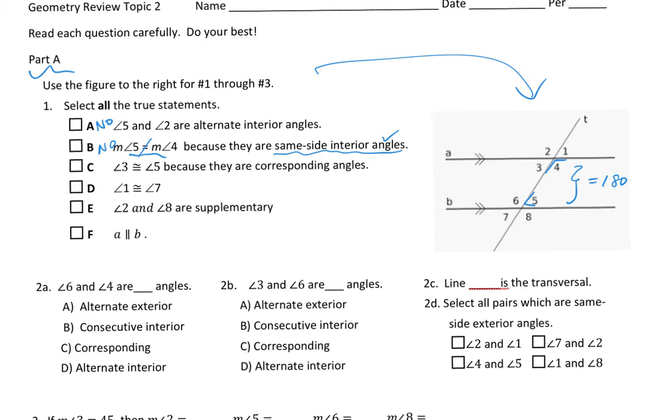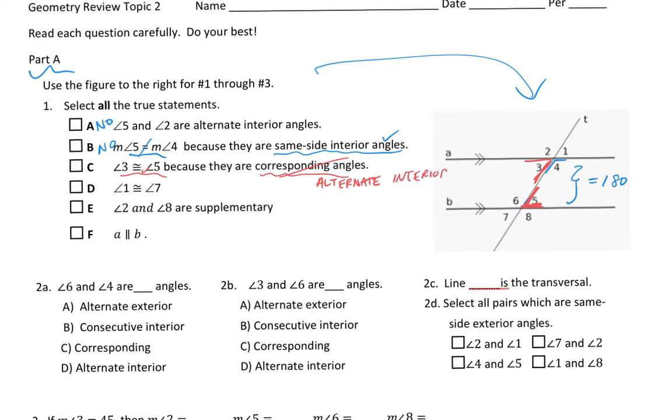Up next, it says that angle 3 is congruent to angle 5. So angle 3 over here is congruent to angle 5. And that's true. They are congruent. Because they're corresponding angles, though, so this part is true. But not because they're corresponding angles. They're alternate interiors.